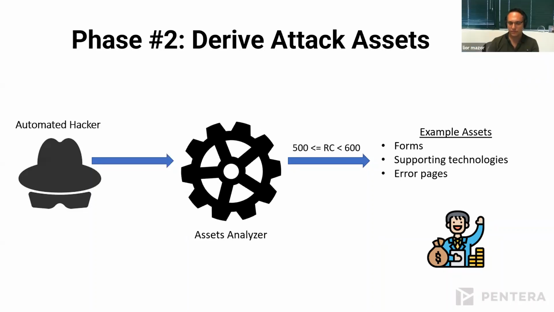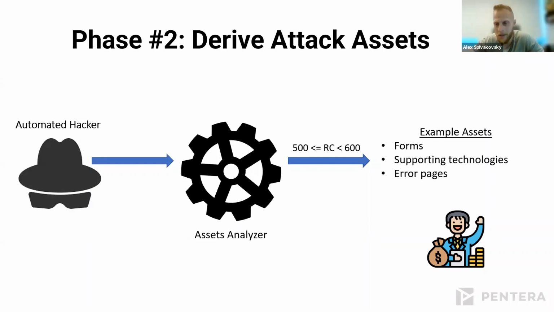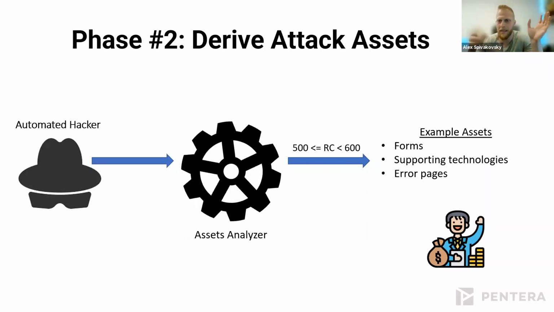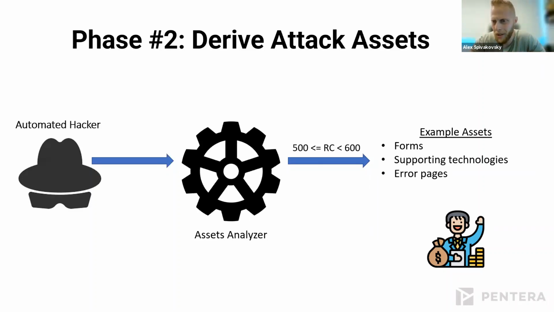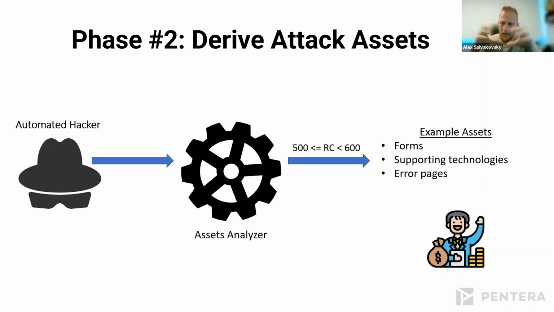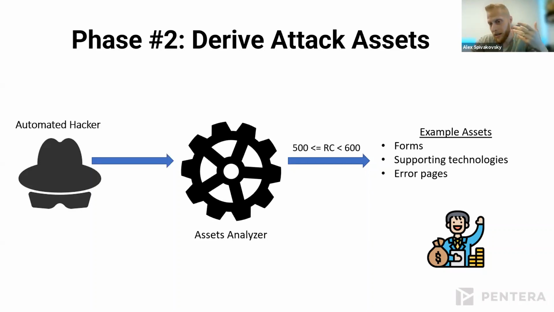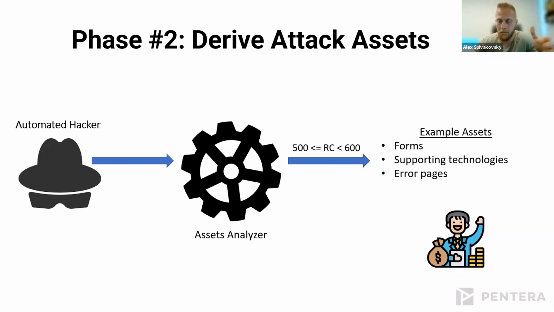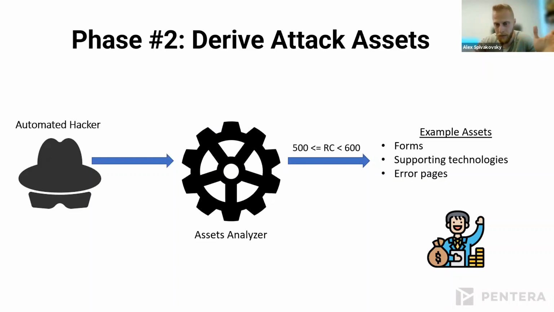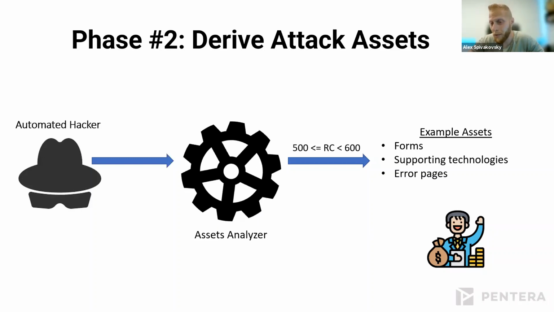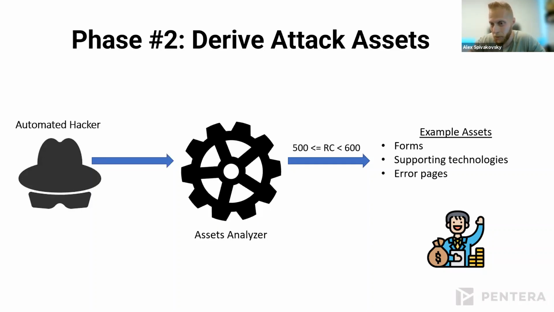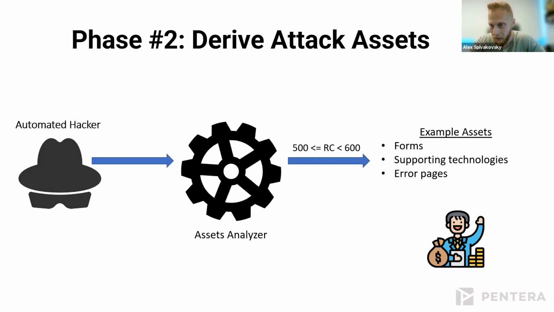Error pages. Error pages are great because when you send a request, it says, hey, the database didn't react so well to the request. Here's the error, some SQL error, etc. Those types of error pages, which are indicated by a response code between 500 and 600, are a great means of creating reflected cross-site scripting attacks.